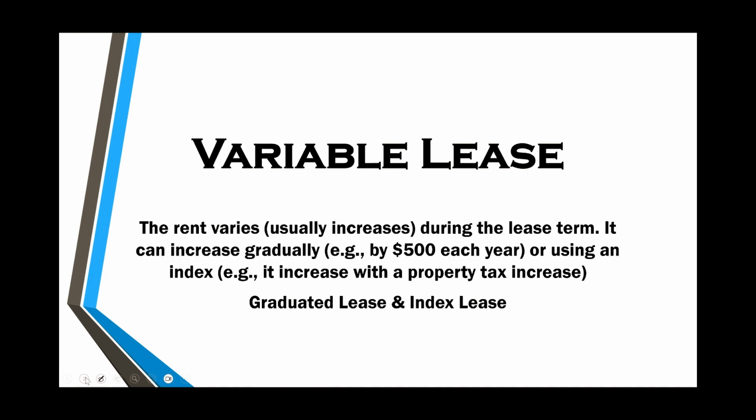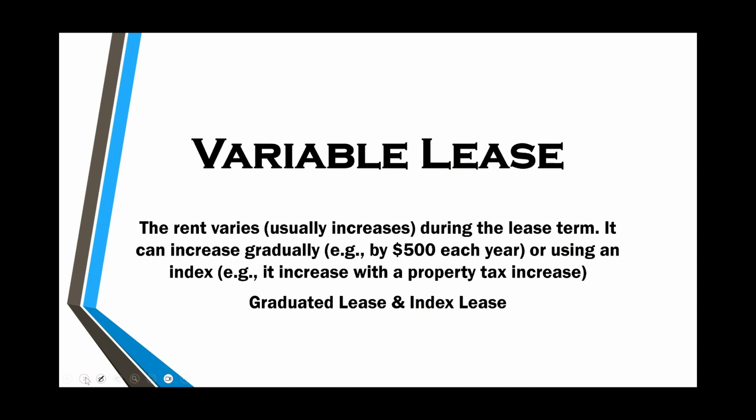Variable lease, as the word says, variable, meaning it's not going to stay the same. It's going to vary over time. It's usually going to increase during the term of the lease. So let's say you have a 5-year lease. Year one, you may be paying 1,500. Year two, you're paying 2,000. Year three, you're paying 2,500. If it's increasing by, like I see on the screen there, $500 a year, that's called a graduated lease.